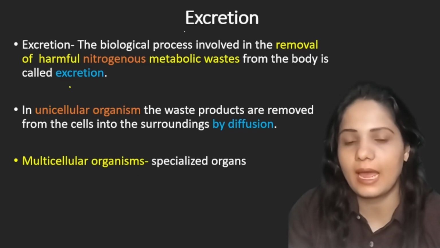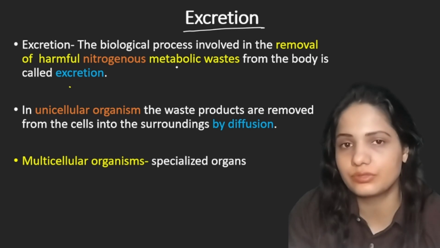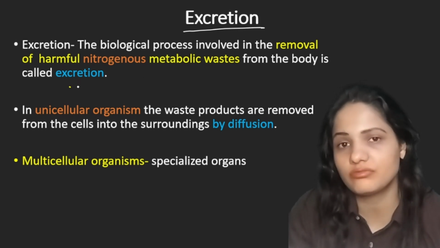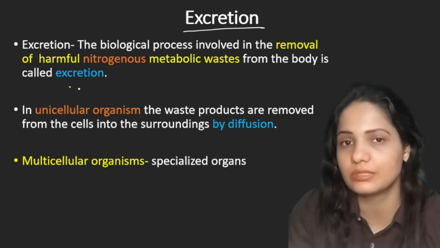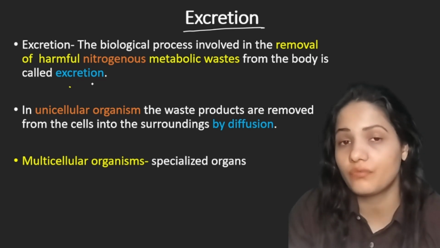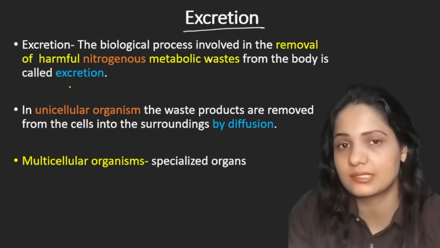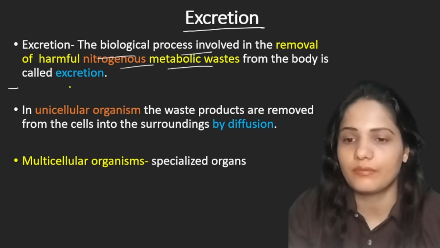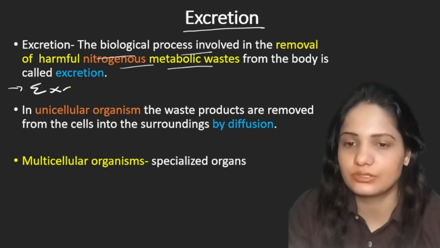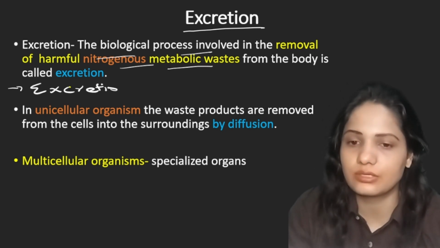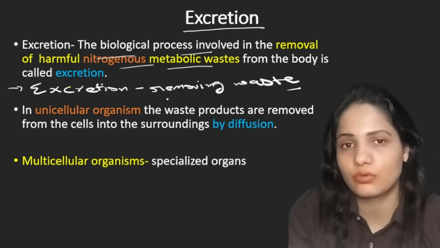Now here we have this excretion slide, the introductory slide. What is excretion? The definition of excretion, as we are going to discuss excretion in humans, excretion in plants. So first we should be knowing what is excretion. Excretion is the biological process involved in the removal of harmful nitrogenous metabolic waste from the body. In simple words, excretion is the process of removing waste from the body.